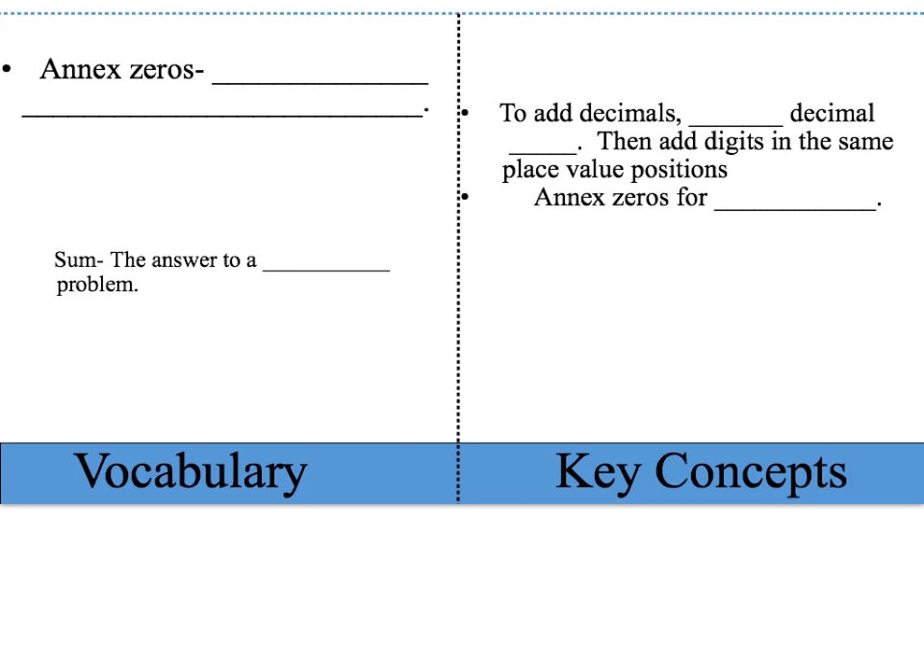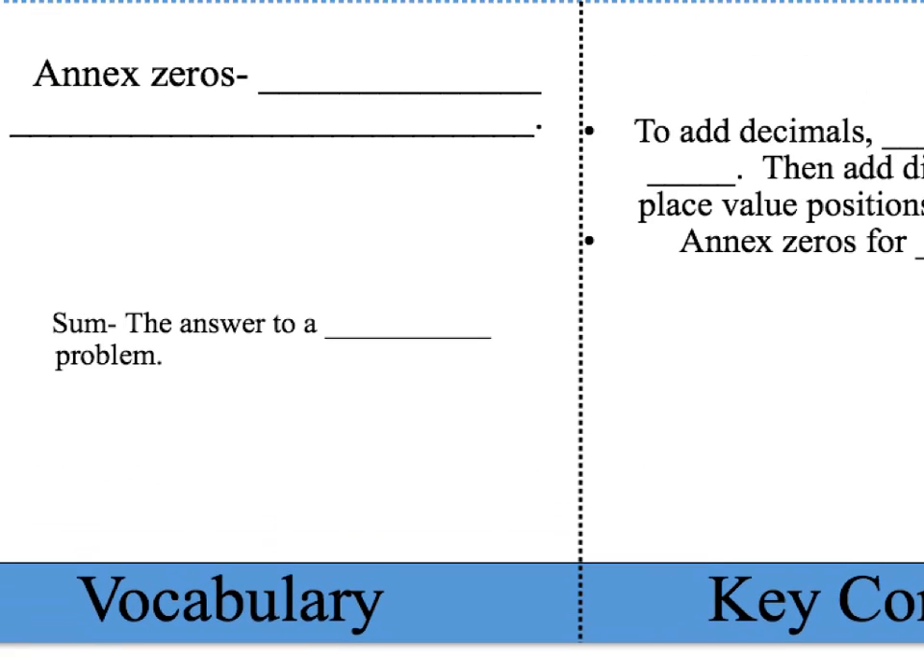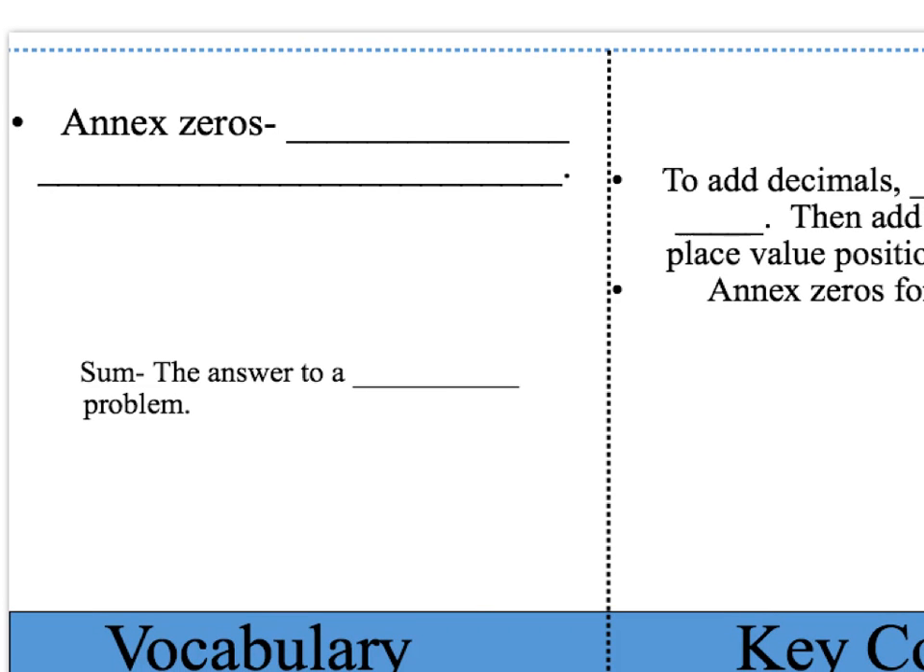So on this slide, let's go ahead and talk about some of the vocabulary words. The first vocabulary word we want to look at is called annexing zeros. And annexing zeros means to add zeros behind or in front of numbers. So if I had the number 4 and I want to make that look like a decimal, I can just place a decimal right behind the number 4, and to annex zeros, I can go ahead and add a 0 behind it. Adding that 0 does not change the value of our number.